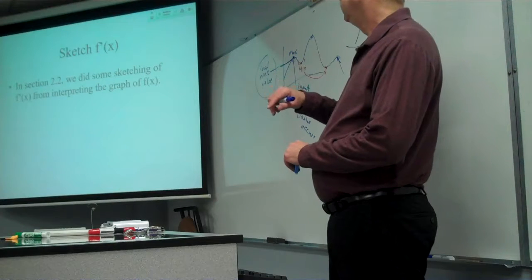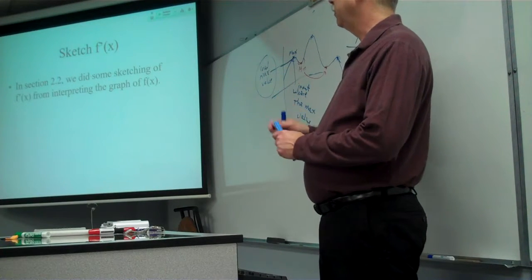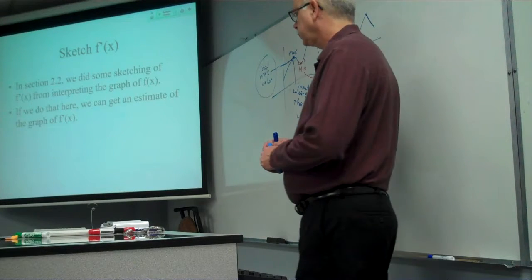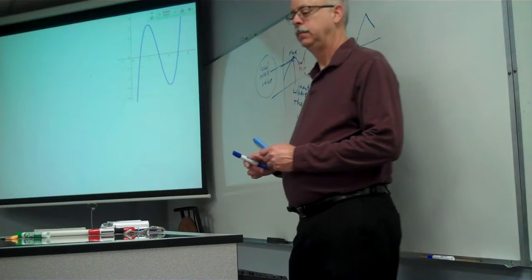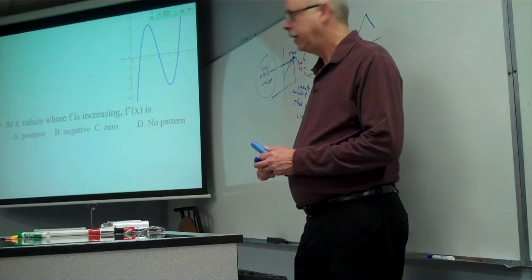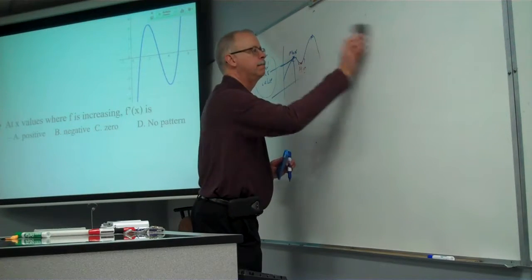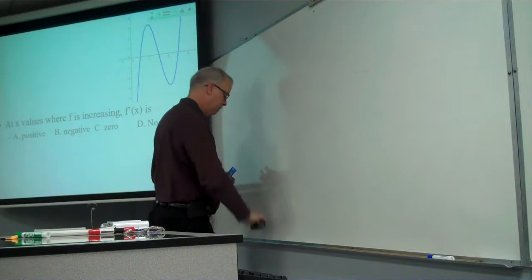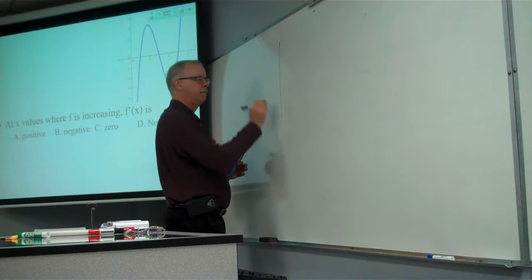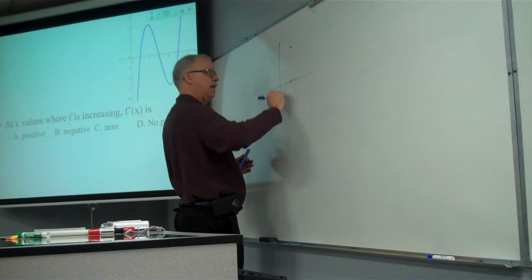So back in 2.2, we did some sketching of the derivative from interpreting the graph of the function. And so we can do that here. Okay, let me try to do it on the board. So we have the original function. It looks something like this.